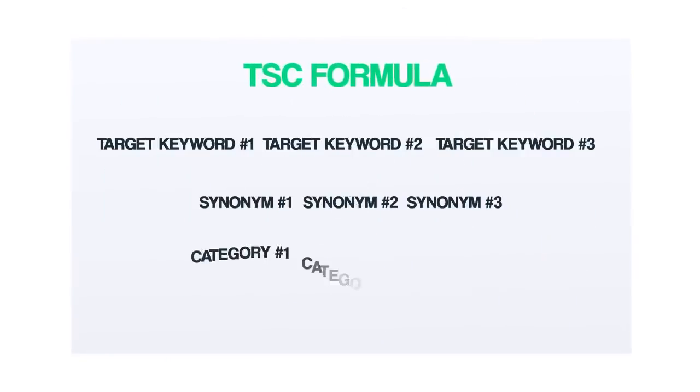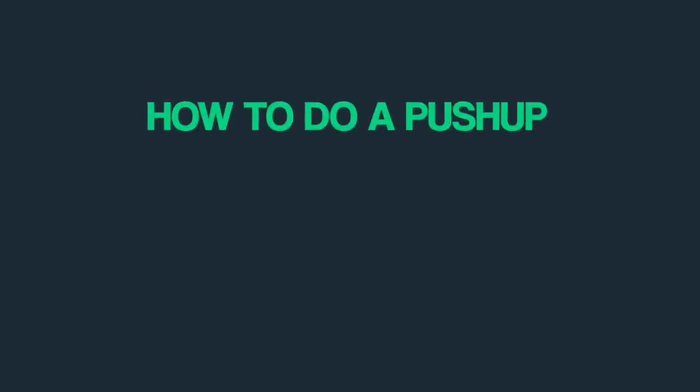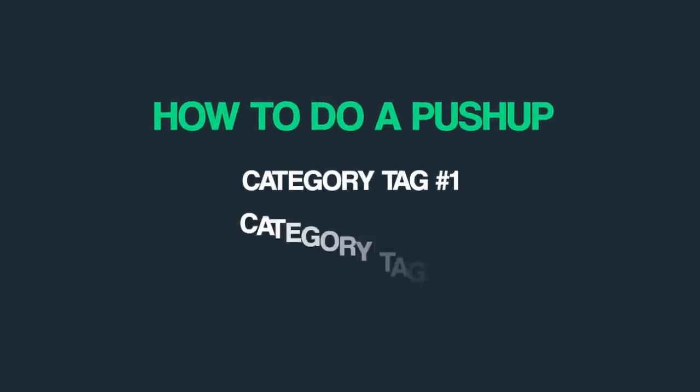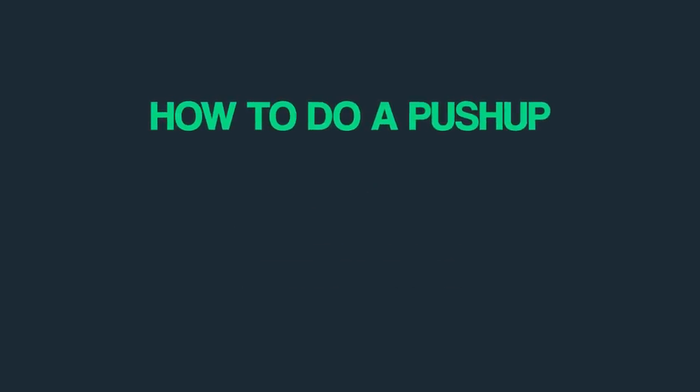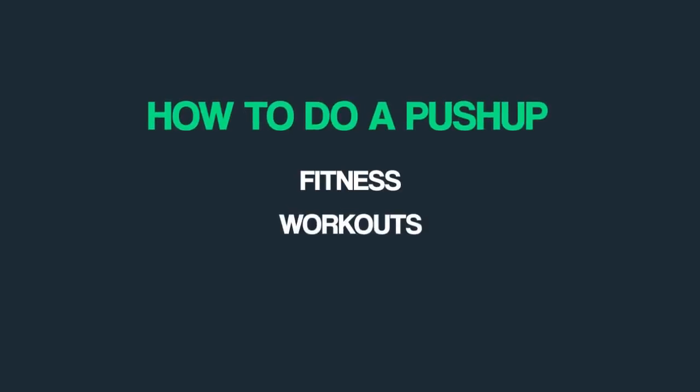Finally, use 2 to 3 category tags. These tags describe your video's larger overall topic. For example, let's say your primary keyword is how to do a push-up. Well, you'd also want to use a few broad tags that describe your video's high-level topic. In this case, category tags would be things like fitness and workouts. That's all there is to it.